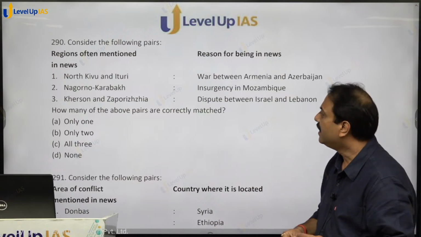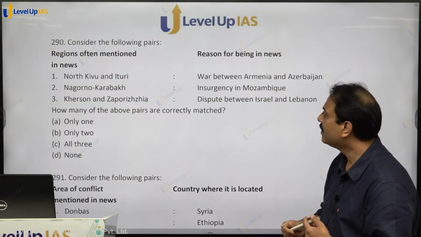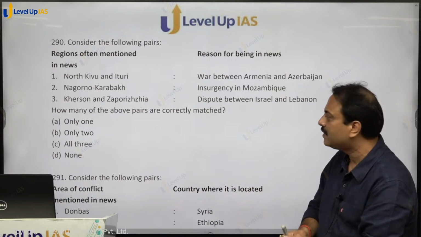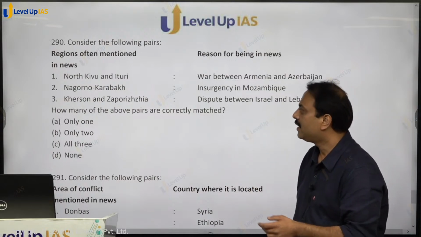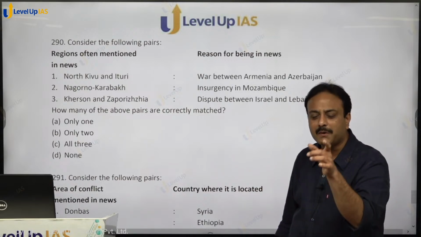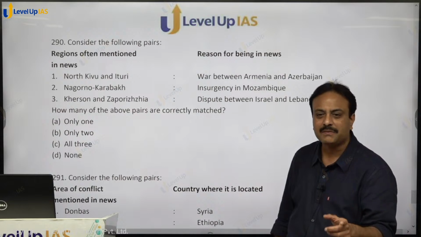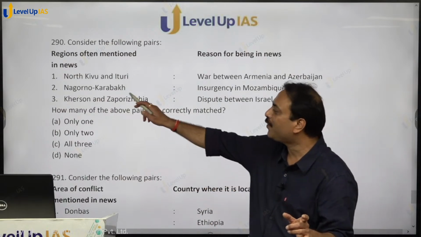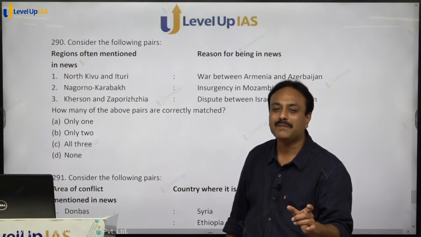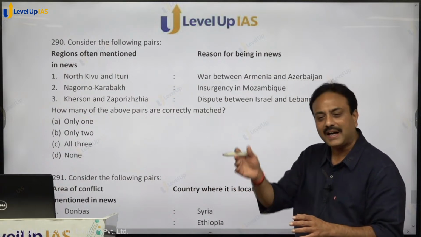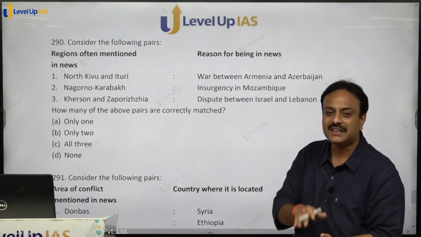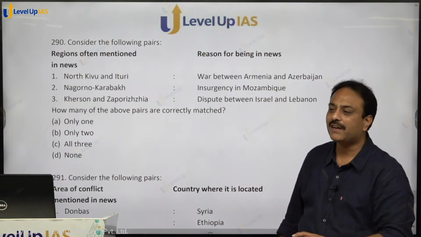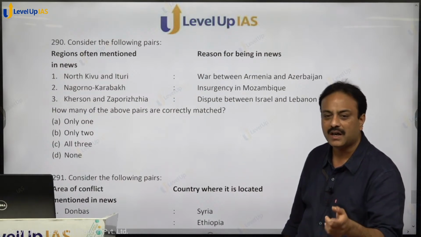Consider the following pairs. Regions often mentioned in news, and the reasons for them being in news. Now North Kivu and Ituri. Sometimes while going through the PYQs of UPSC, we get an impression as if UPSC knows that something is going to happen in this region again. North Kivu and Ituri has been asked by UPSC a few years back, and at that time also it was in debate, but right now it is at the forefront. North Kivu and Ituri, which location? Eastern side of Democratic Republic of Congo, having borders with Rwanda, Uganda, right?